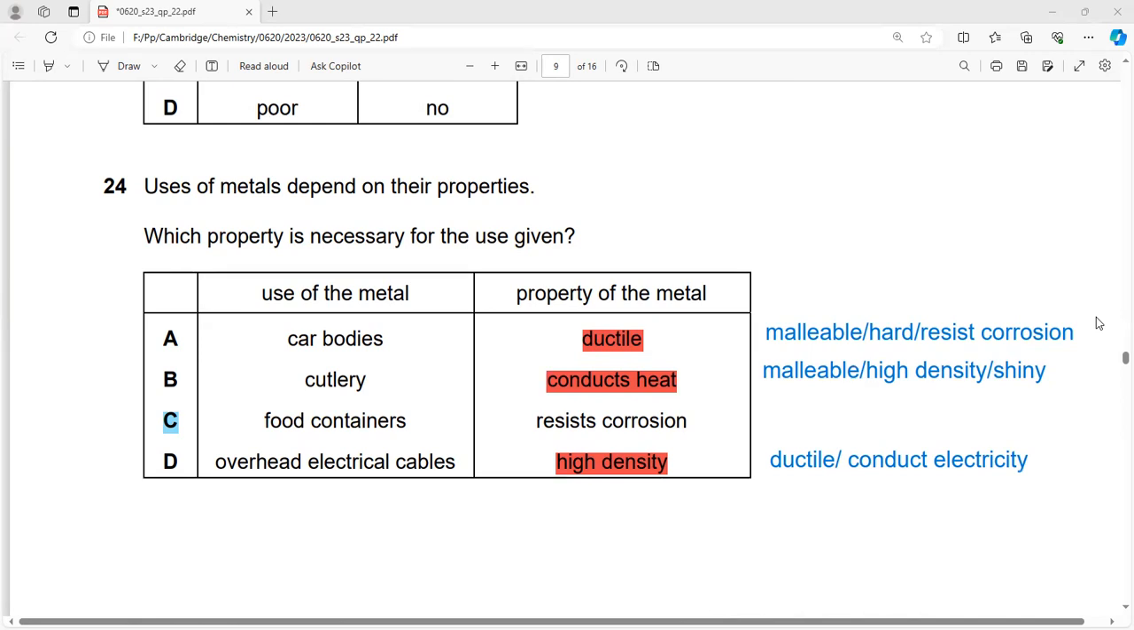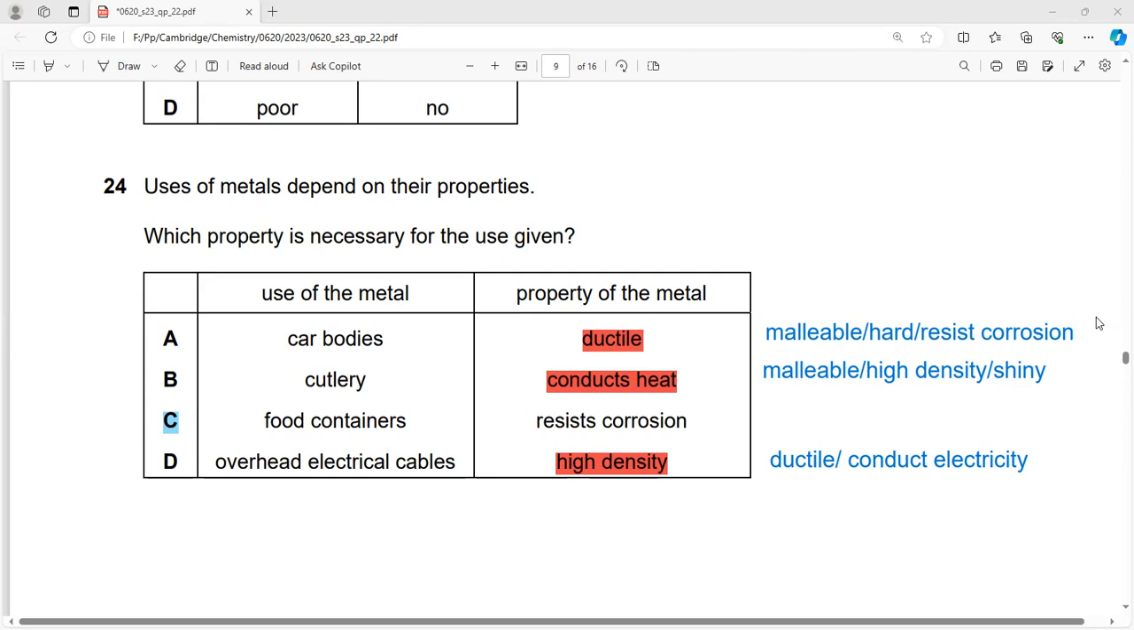So what about here? It's ductile, converted into a wire. So that's why it is not suitable. So it's a wrong option. Cutlery, for that it's supposed to be malleable, it's supposed to be high density or shiny in structure. What about here? That's given conduct heat, so that's not needed for cutlery.